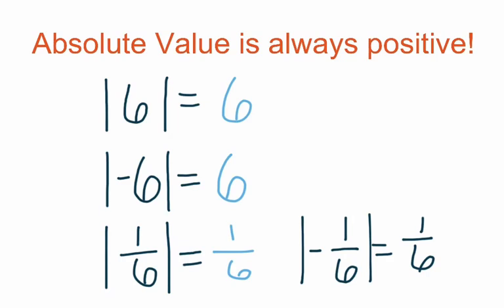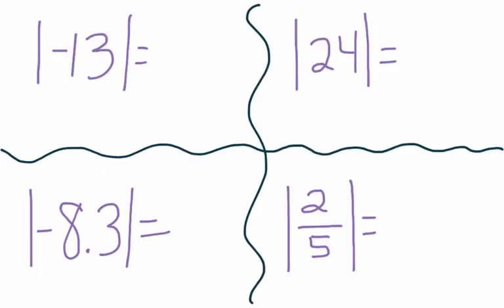You almost want to think of them like parentheses, because we always solve or simplify what's inside the parentheses and then we don't need the parentheses anymore. It's the same with absolute value. We're going to simplify what is inside those absolute value bars and then we don't need them anymore. I'd like you to pause this video now and try to solve these 4 problems. I'm going to go over them in a moment.